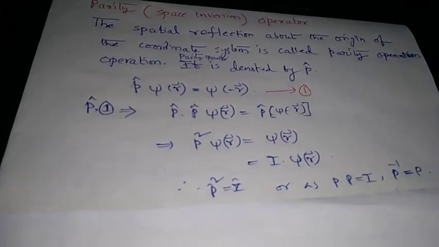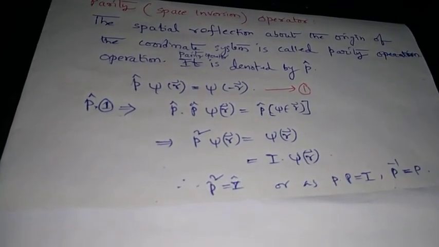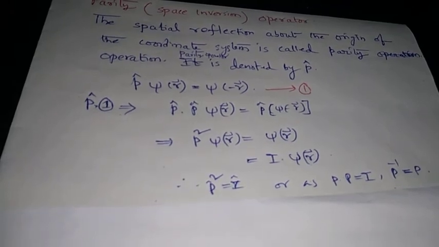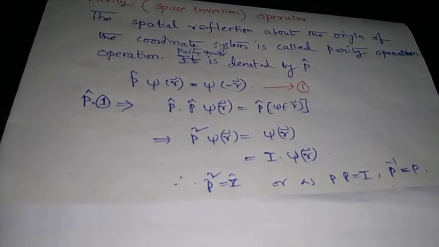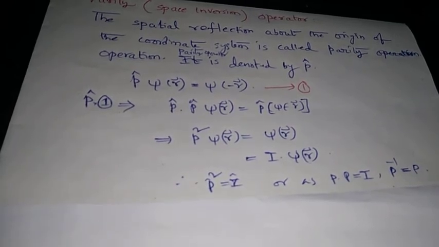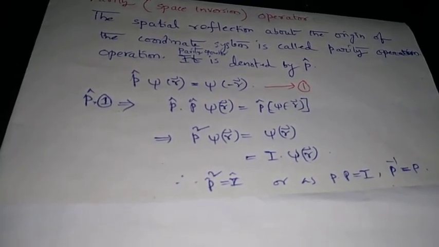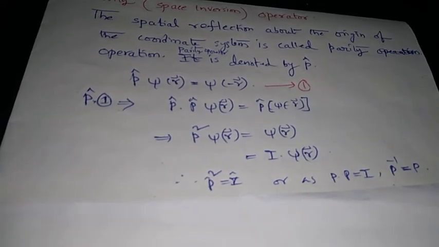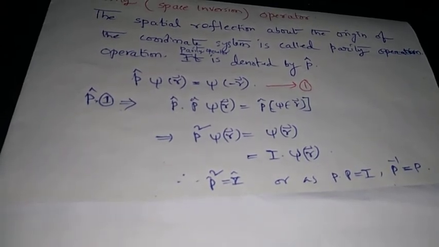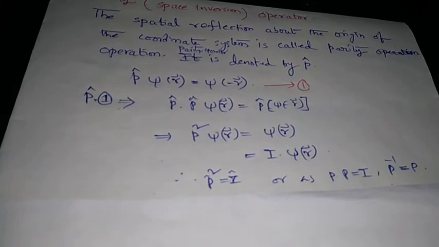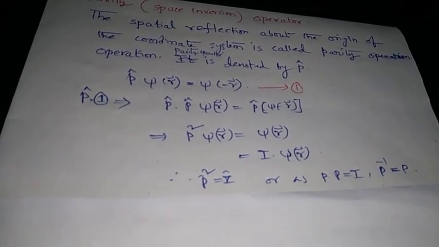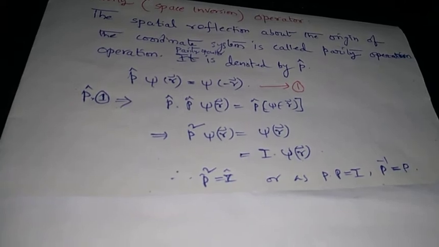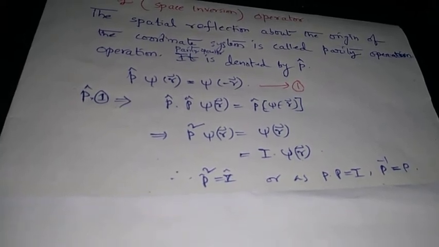And if you operate the operator P on equation number 1 one more time, on the left hand side we get P square acting on psi of r, and on the right hand side when P acts one more time on psi at minus r, it will take you to psi at r. So you can write that P square is equal to I, or P into P is equal to I. Since P into P inverse should be equal to I, we can write P inverse is P itself.